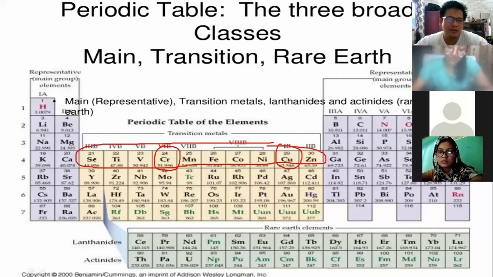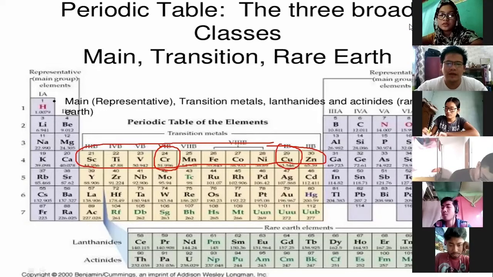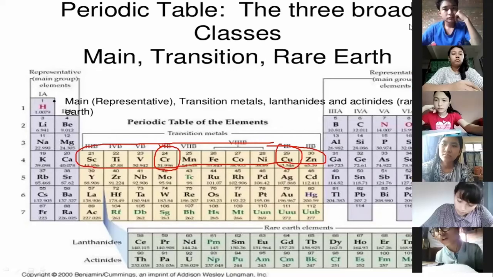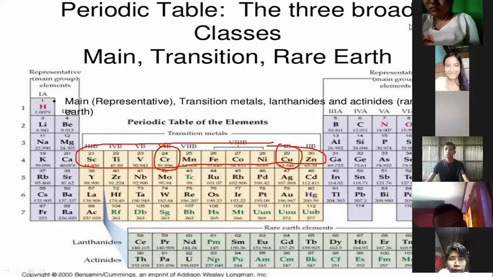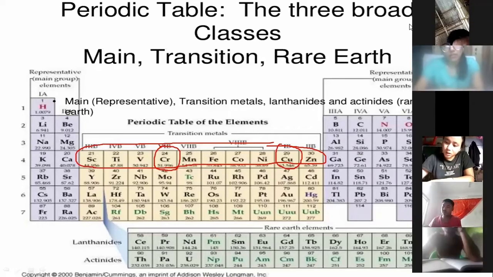So all of you try to remember these names: scandium, titanium, vanadium, chromium, manganese, iron, cobalt, nickel, copper, zinc. So let us do some electronic configuration for the first series. Before coming to the explanation, it is very important that you learn by heart all these element names, and also learn how to write the electronic configuration.